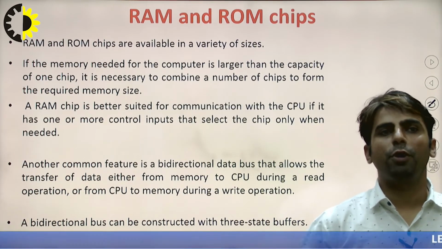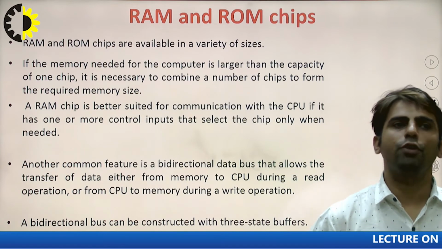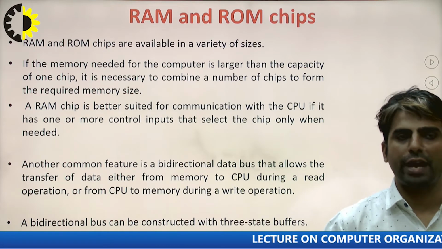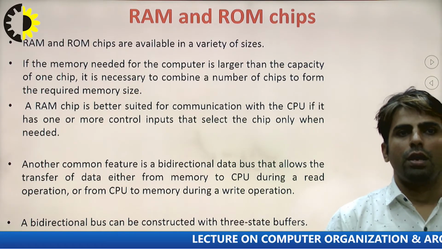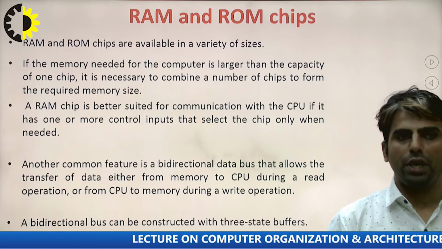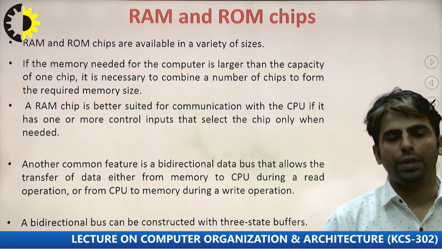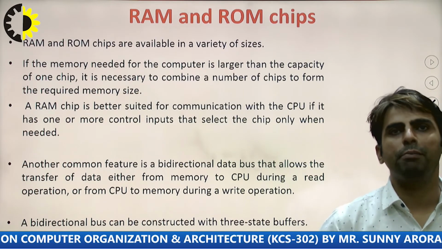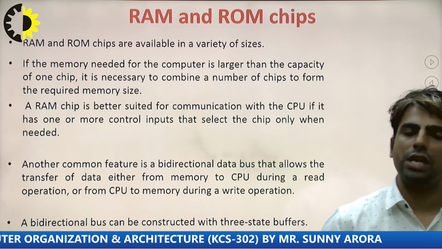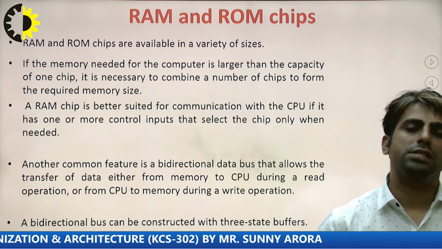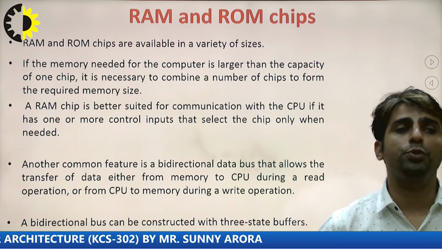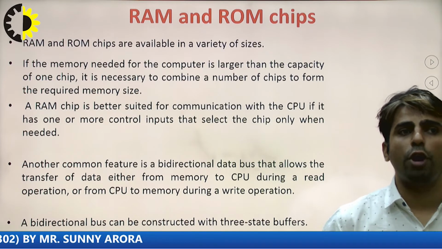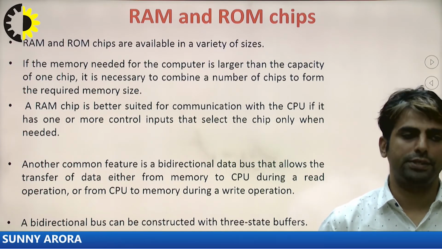Next, I will discuss RAM and ROM chips. RAM and ROM chips are available in a variety of sizes. If the memory needed for the computer is larger than the capacity of one chip, it is necessary to combine a number of chips to form the required memory size. For example, you need a memory size larger than the memory size that is available to you. Then what should we do? We basically will combine a number of chips to form that required memory size.